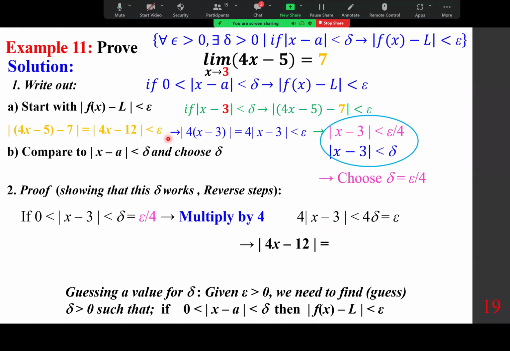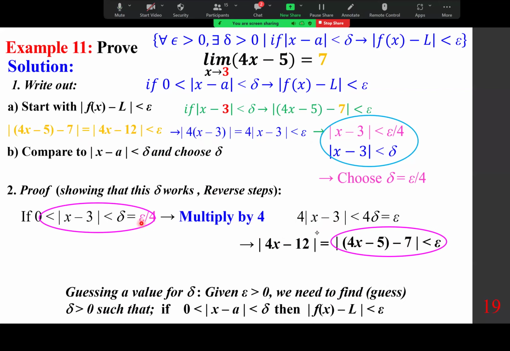And you know 4x minus 12 is the same as, so we are going back, we are here. We can write this as 4x minus 5 minus 7. And that is the limit. The absolute value of 4x minus 5 minus 7 is less than epsilon. So this results in this.